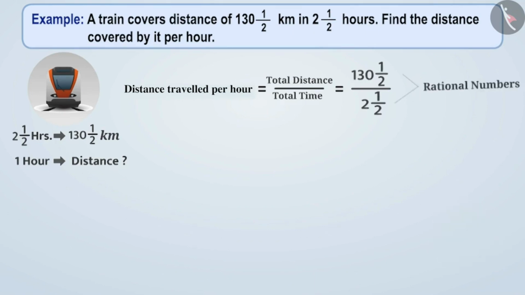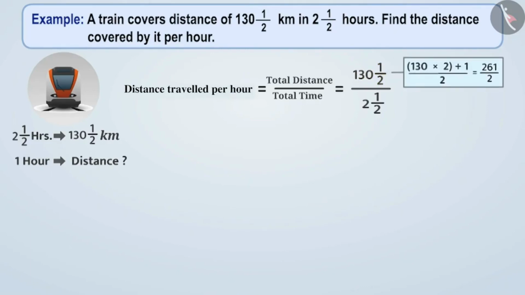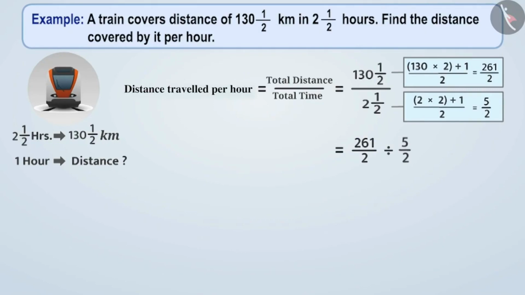Absolutely right. We must first write these rational numbers in the form of proper fractions. 130.5 can be written as a fraction 261 by 2. Similarly, 2.5 can be written as a fraction 5 by 2. So now, the division will be 261 by 2 divided by 5 by 2.